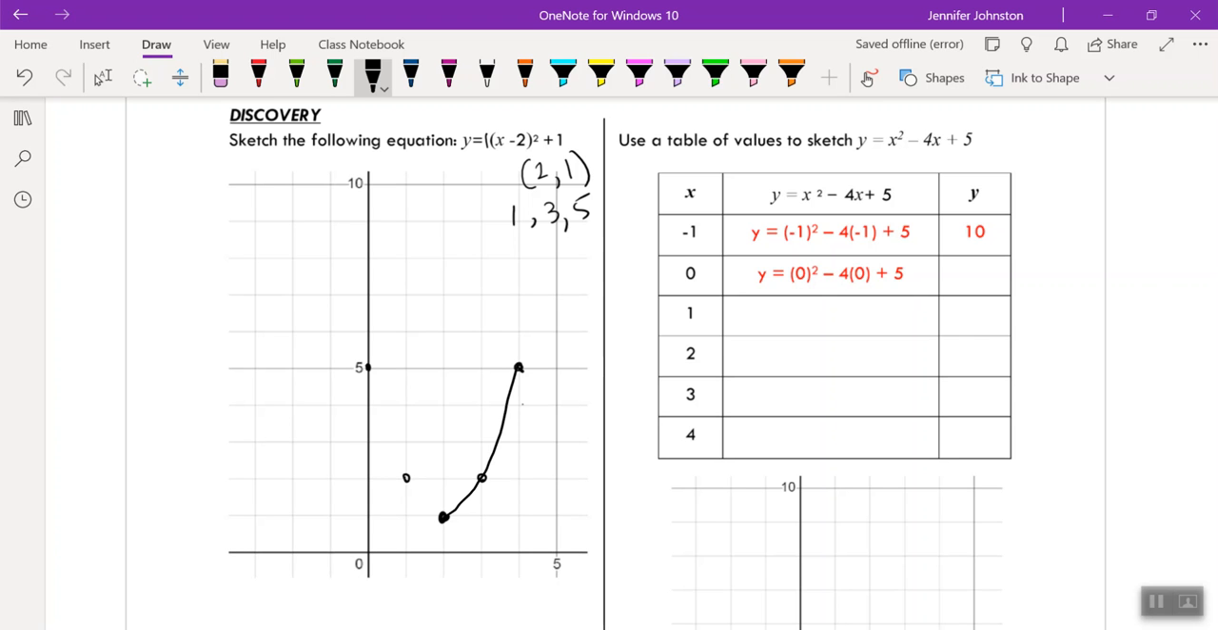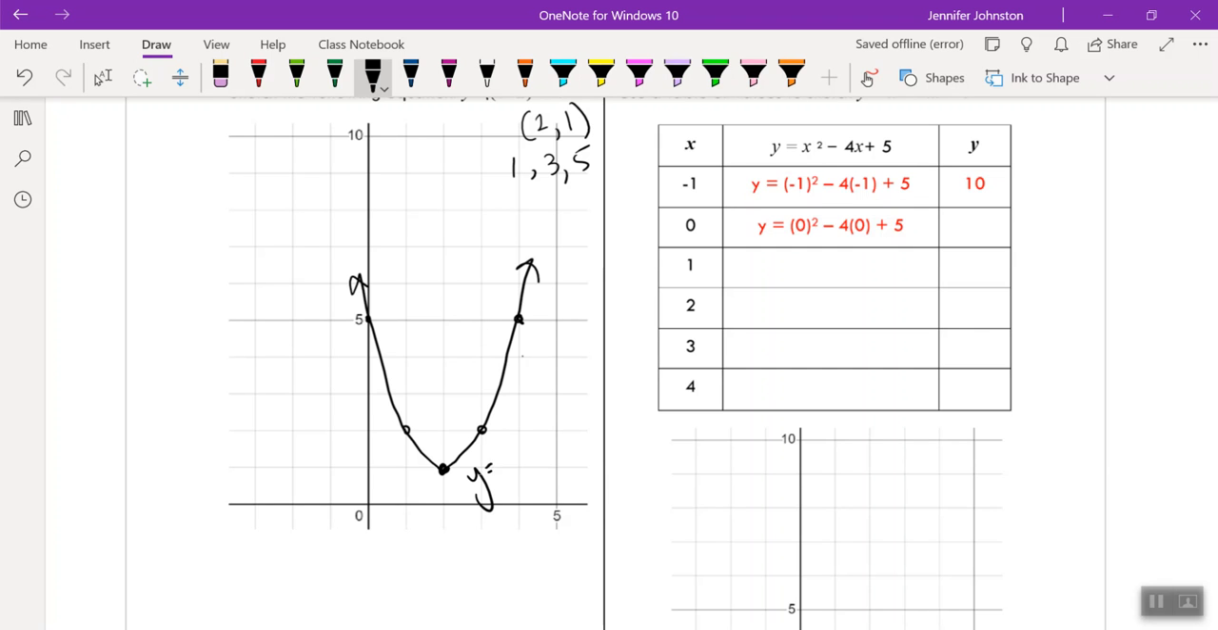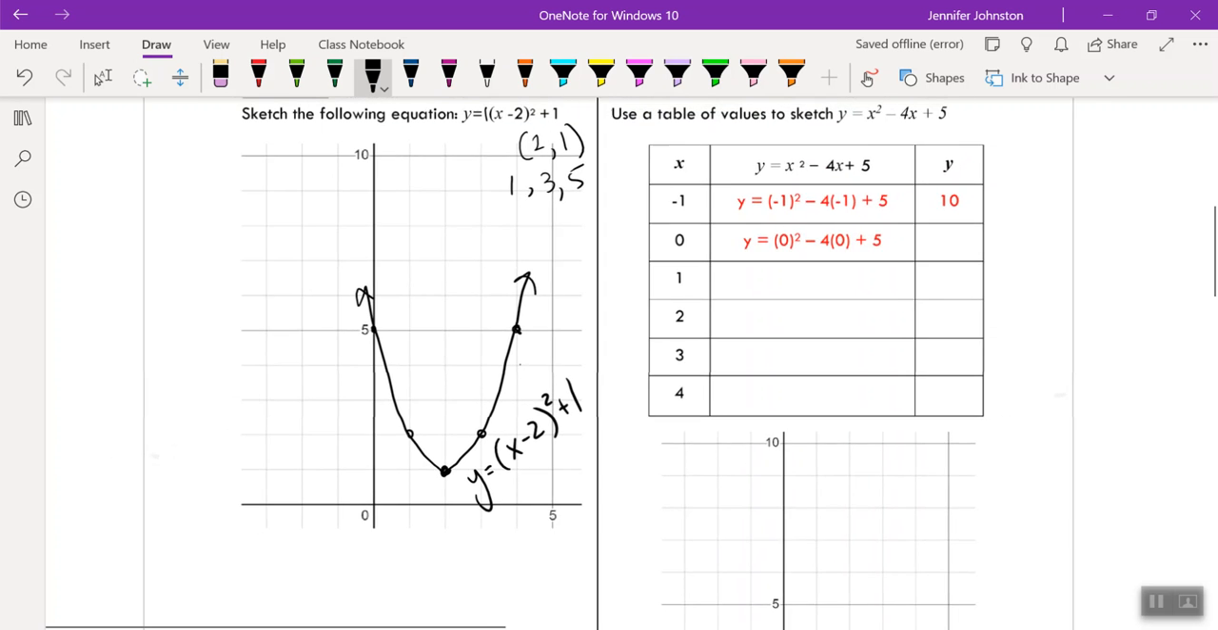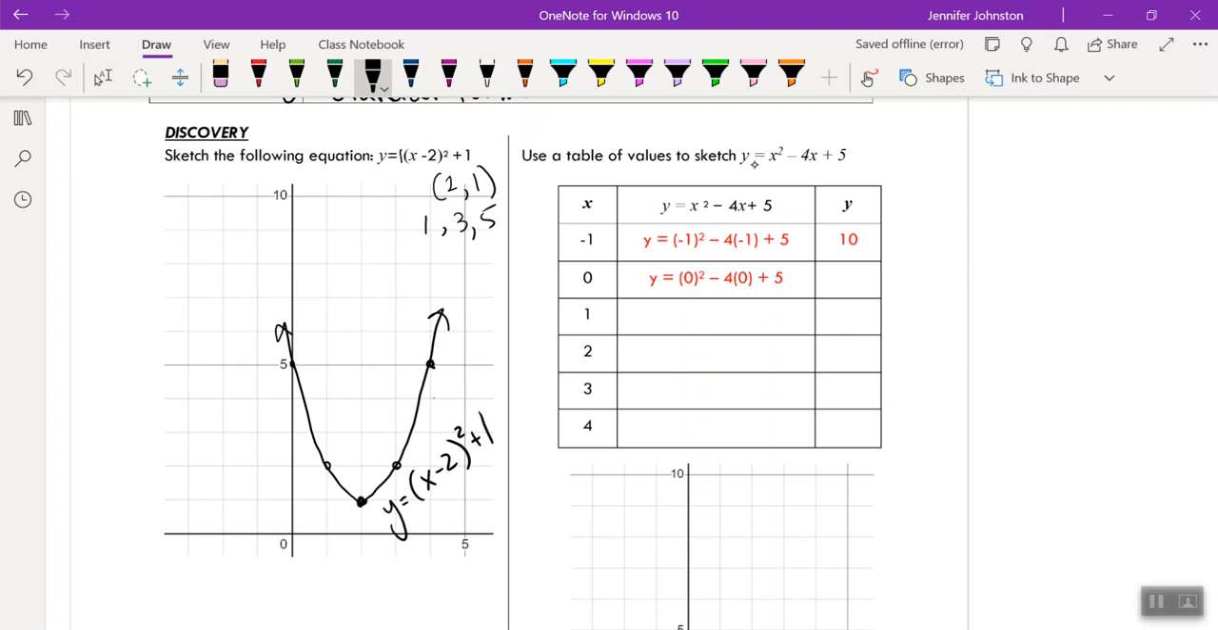And we have our graph of this equation, y equals (x minus 2) squared plus 1. We move to the right 1 and up 1, or right 2 and up 1. All right, let's go ahead and look at this one. So we've got y equals x squared minus 4x plus 5. Here we're subbing in -1 and solving for y. Subbing in 0 and solving for y.